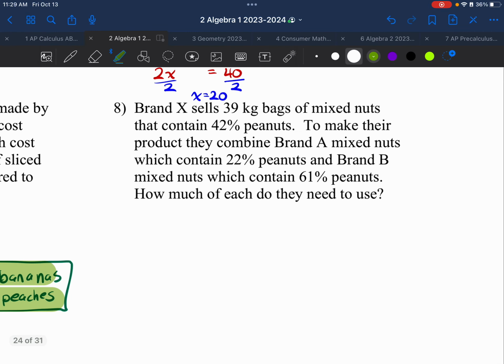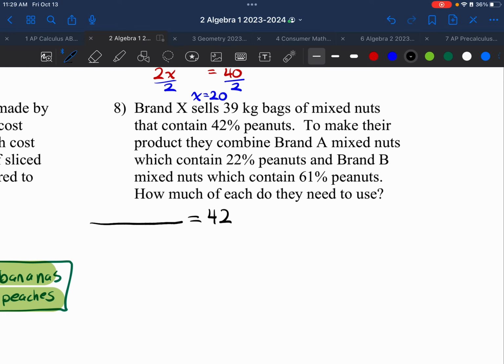8 is going to be very similar to number 7, where I'm going to need 2 equations to solve. Let's go a little bit faster this time. So in number 8, we have brand A and B down here. Brand A and brand B, and that's going to combine to make brand X. So brand X, the final percentage is 42, so I'm going to say 42 belongs to the right-hand side.